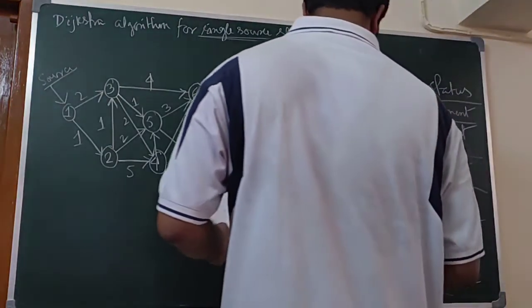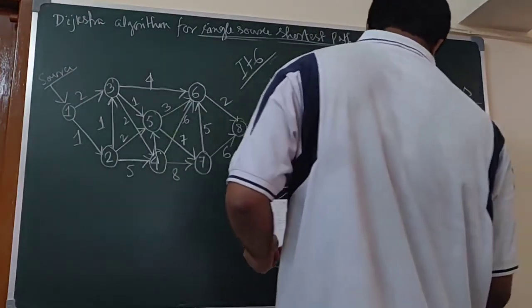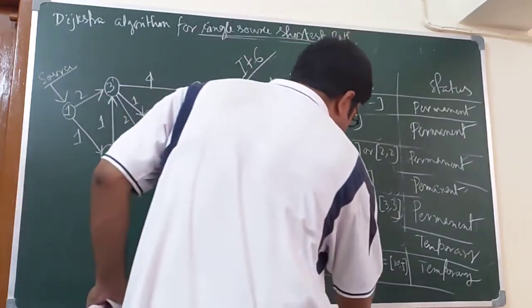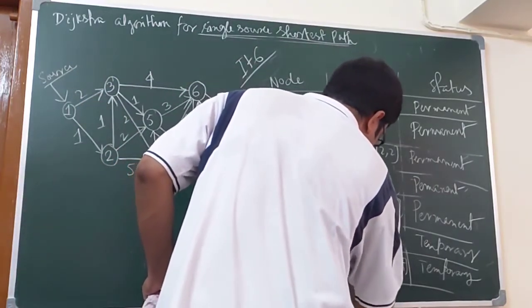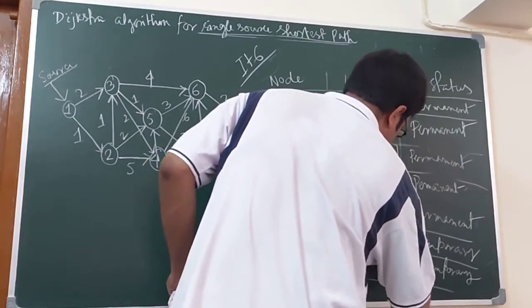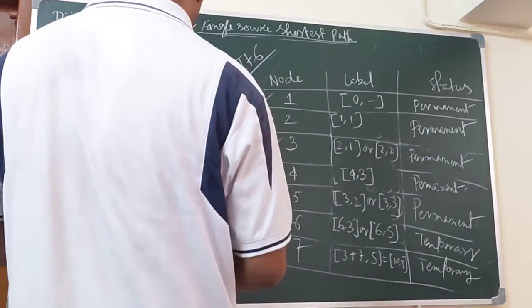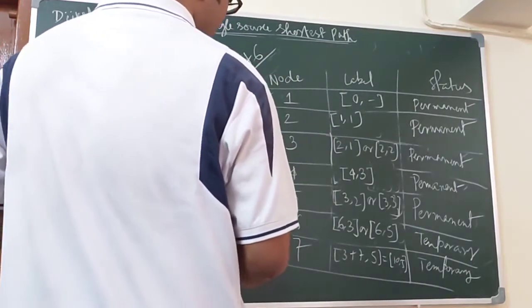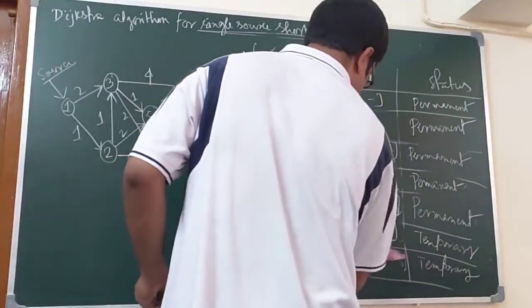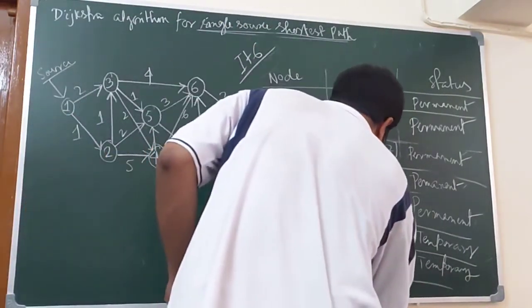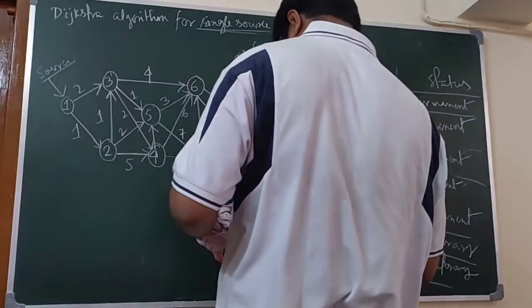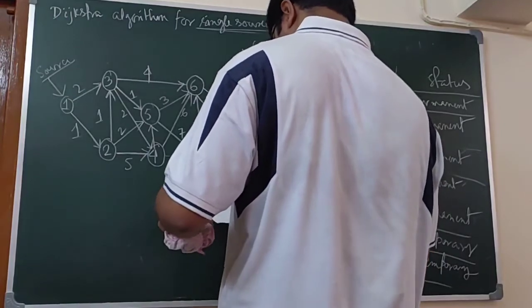Fourth node as permanent, okay? And for the 6th node, the level value is either 6, 3 or 6, 5. For the 7th node, the value is 10, 5.